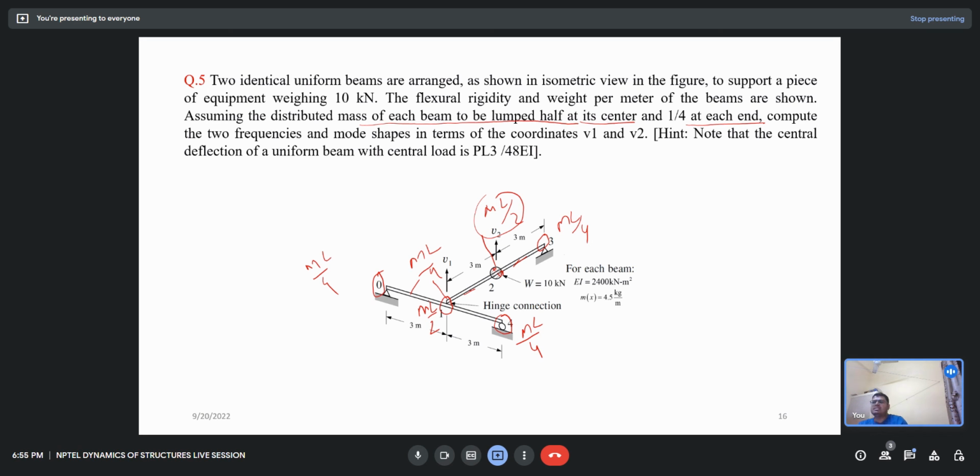Is there any doubt in understanding the question? Yes, what doubt? Can you tell me? Unmute yourself. Okay, you understood the question. Then let us move to the solution.